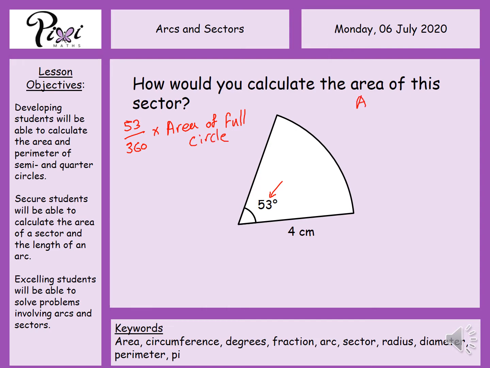So first thing to do, work out the area of the full circle. So it's pi times r squared. So pi times 4 squared. So it's 16 pi. So now what we're going to do, we've got our area of the full circle. We know we've got 53 360ths of the circle. So we need to times them together. So 53 over 360 times by 16 pi. So that will give us 7.4 would be your answer for that one.